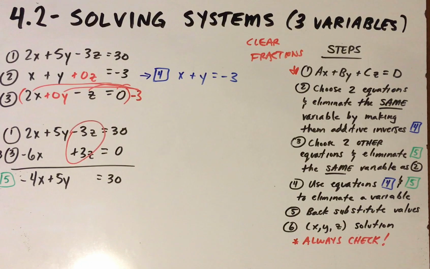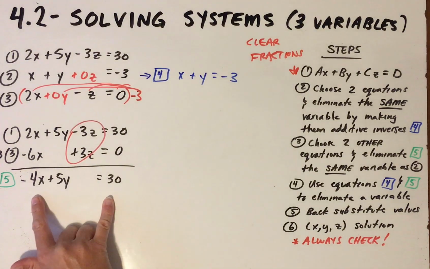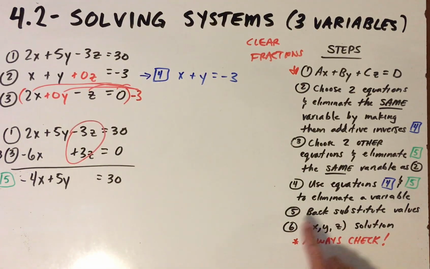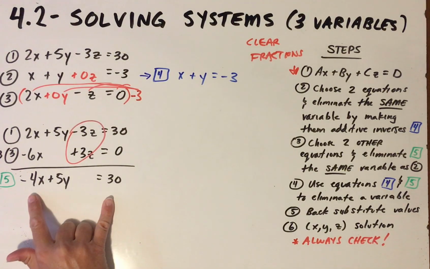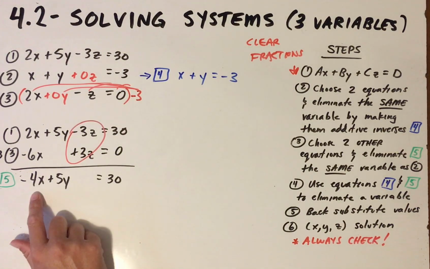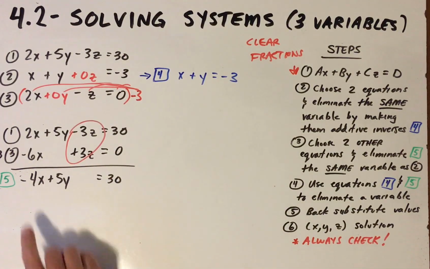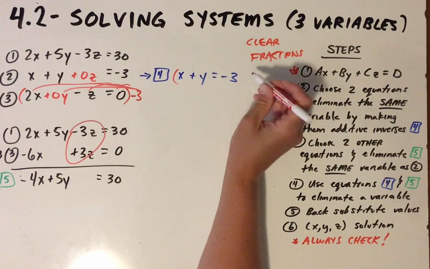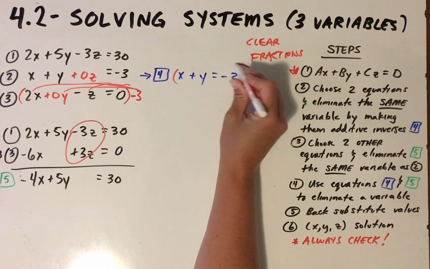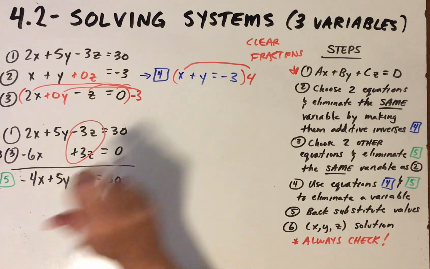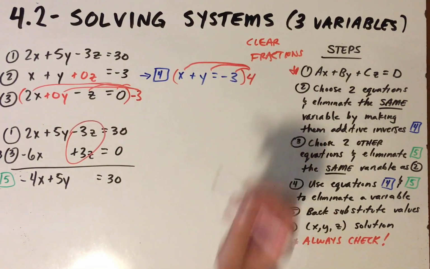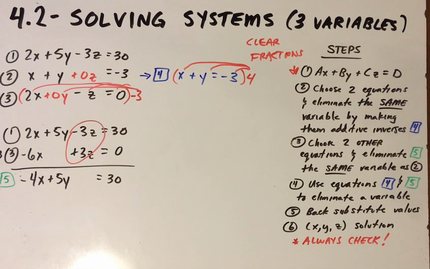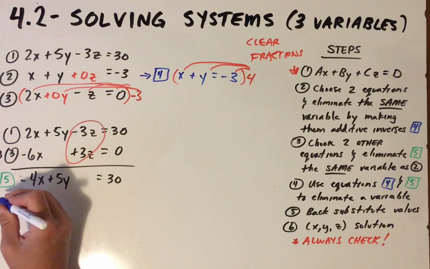They sum to 0. Now I'm going to use my equation 4 and 5 the same way that we have all along and make one of them additive inverses. Well, I'm just going to eliminate x because it's quickest. This is a negative 4, so I need this to be 4. So I'm going to multiply equation 4 by 4 to make this x a 4x because I need it to sum to 0.